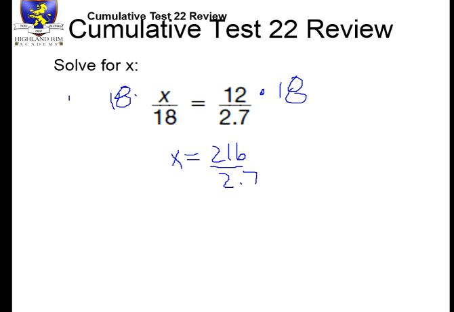Of course, you can always cross multiply, but eventually you got to come back to this. Okay, so we divide 2.7 into 216, and you can do the math, and we'll come up with 80.